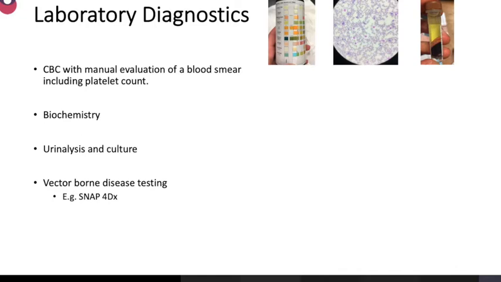And then vector-borne disease testing, particularly in our patients who have travelled, is really important to look for primary causes of immune-mediated polyarthritis. So things like a SNAP4DX or Leishmania serology. I think it's definitely still worth doing at least something like a SNAP in a patient that hasn't travelled, because we do see Lyme's disease in this country, and Ehrlichia as well.